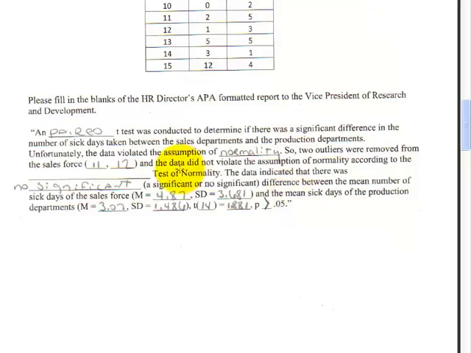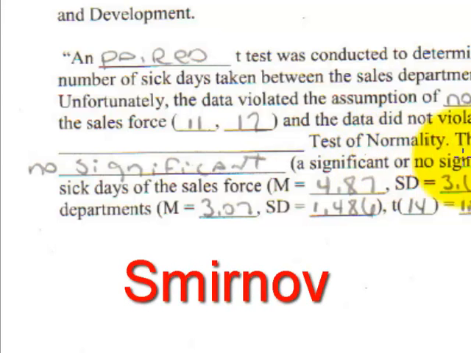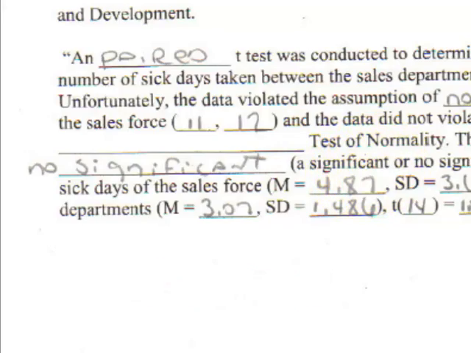Oh yeah, back to number 3, I'm sorry. You forgot to write in the name of the test of normality. It's the Kolmogorov-Smirnov test. I just call it the Smirnov test of normality. So put that in there. That's how you check for normality. Back to number 4.